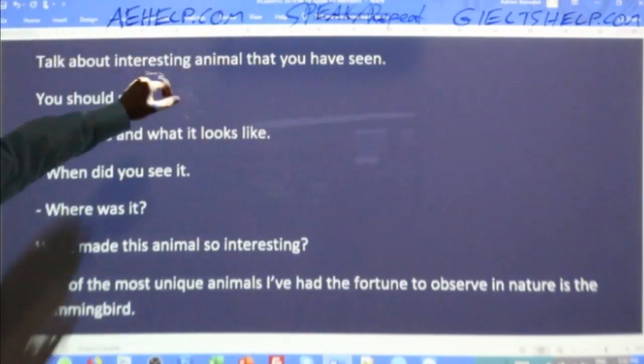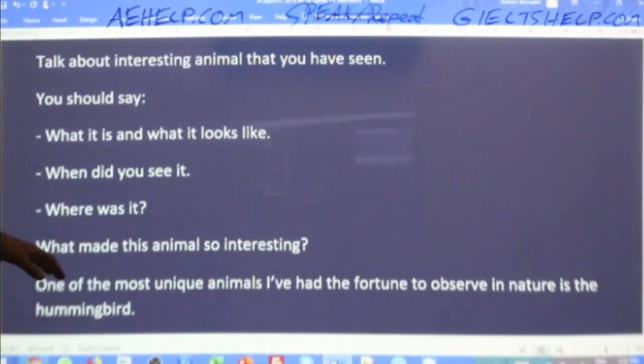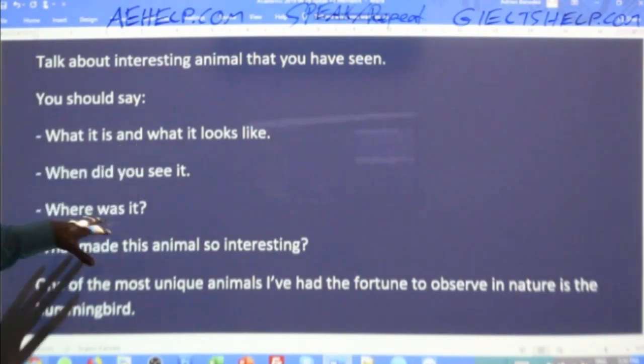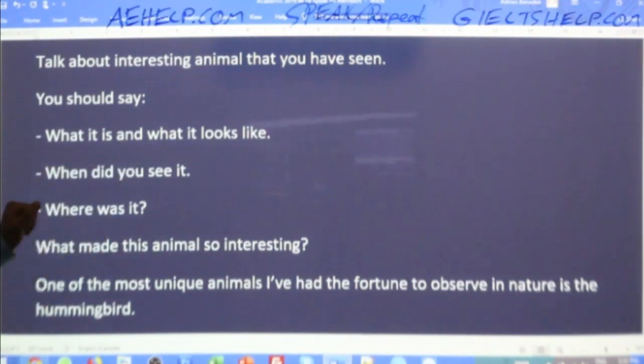So talk about an interesting animal that you have seen. You should say what it is, what it looks like. When did you see it? Where was it? What made it so interesting?